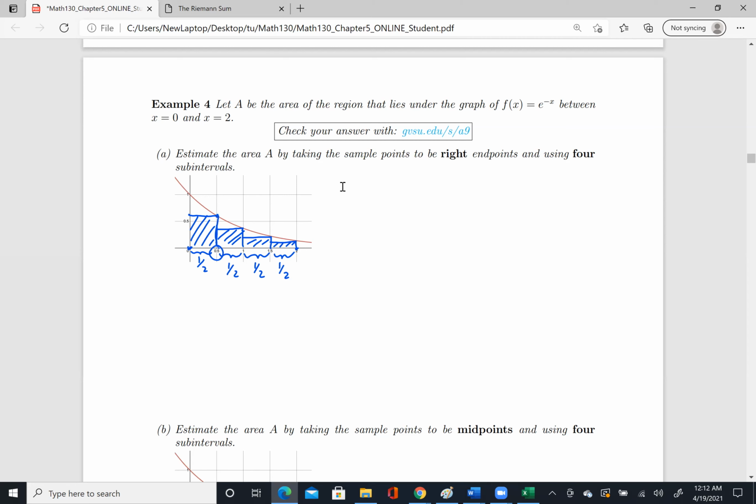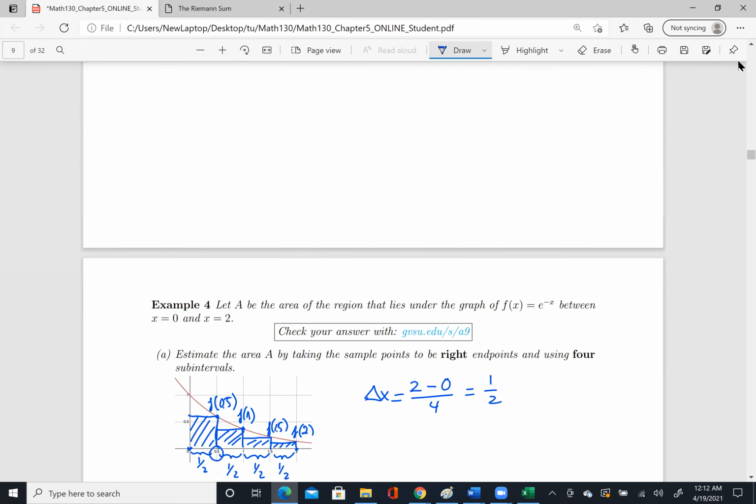Remember, for the height of the first one you're going to use f of 0.5. The second one you use f of 1, the next is f of 1.5, and the last one is f of 2 for the height. And delta x here is 2 minus 0 over 4, which equals 1/2, right?